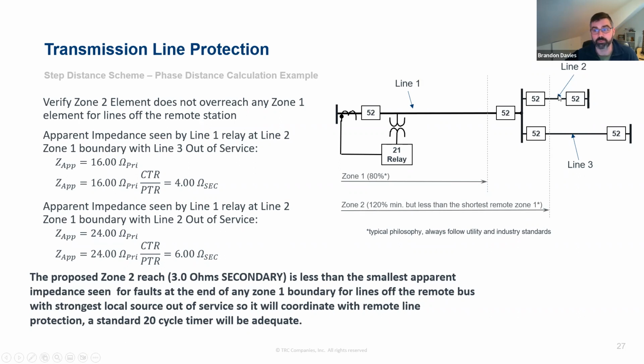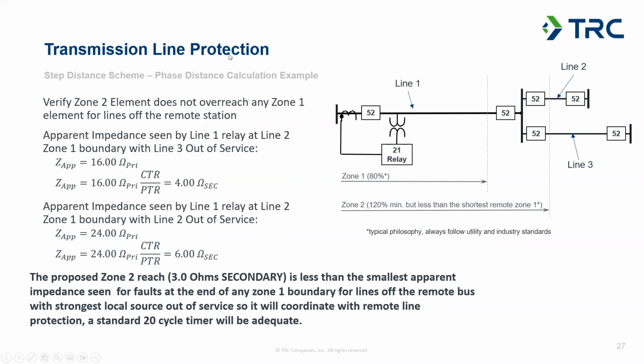So this zone 2 is set at 20 cycles. You might bump this one from 20 up to 40 cycles. That would provide that additional time delay you need to ensure that you're maintaining coordination between the two line terminals.